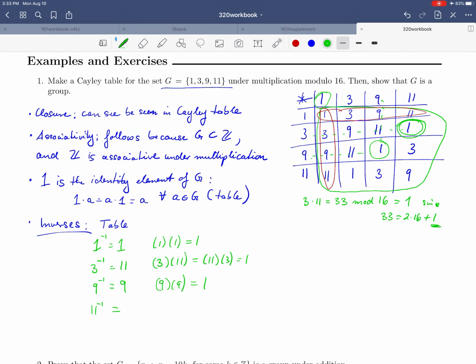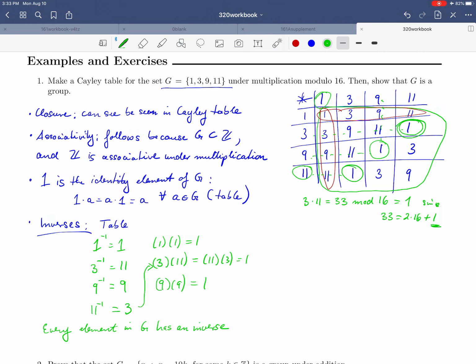And finally, what's 11 inverse? Let's go to 11. Here we are. 11 inverse is 3. And we already wrote that down, the reasoning for that. You can go back over here. So every element in G has an inverse. So we have a group.